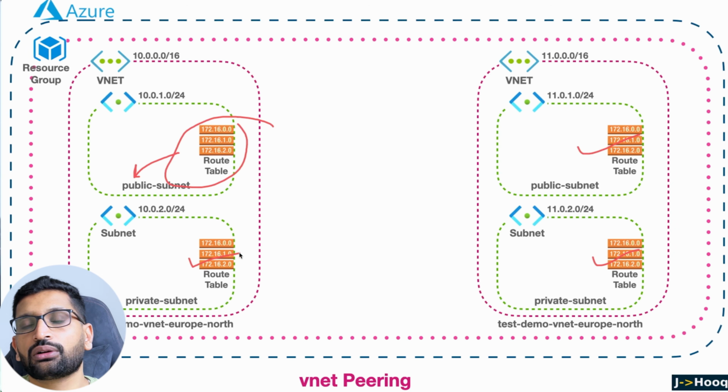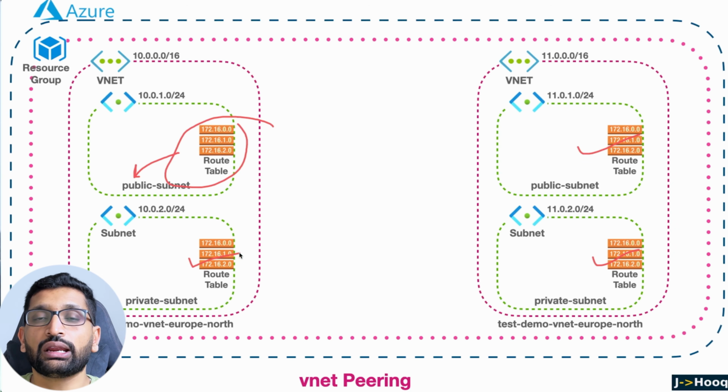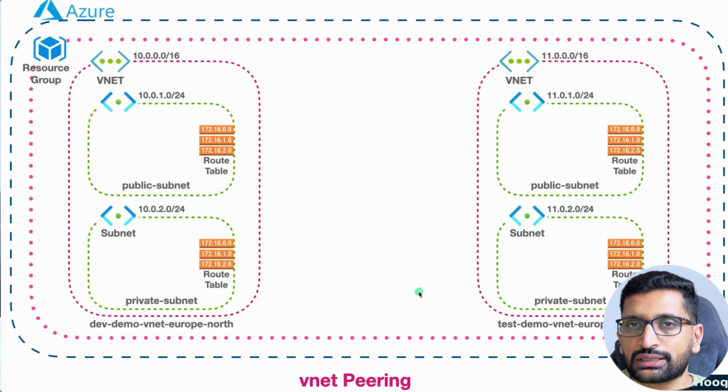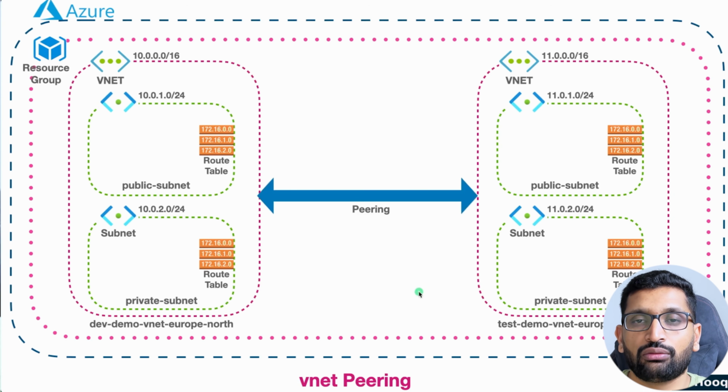The next thing we are going to see is how to create a peering between these two VNets. Both the VNets are ready, our subnets are ready, and our route tables are ready. The thing which is left is peering. The peering will enable the communication between these two VNets.